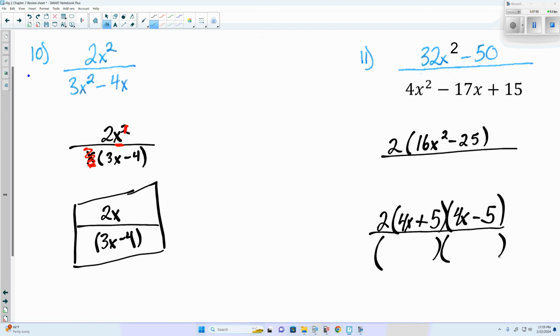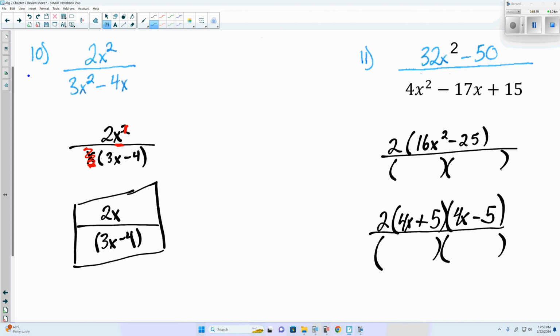Because I'm going to put these parentheses down here for now. Because if this is going to reduce, one of these two parentheses has to be what? 4x plus 5 or 4x minus 5. It has to be one or the other, yes? And that's helpful because when we factor 4x squared minus 17x plus 15, it gives us a roadmap. It gives us an idea of what something could be if it's going to reduce.